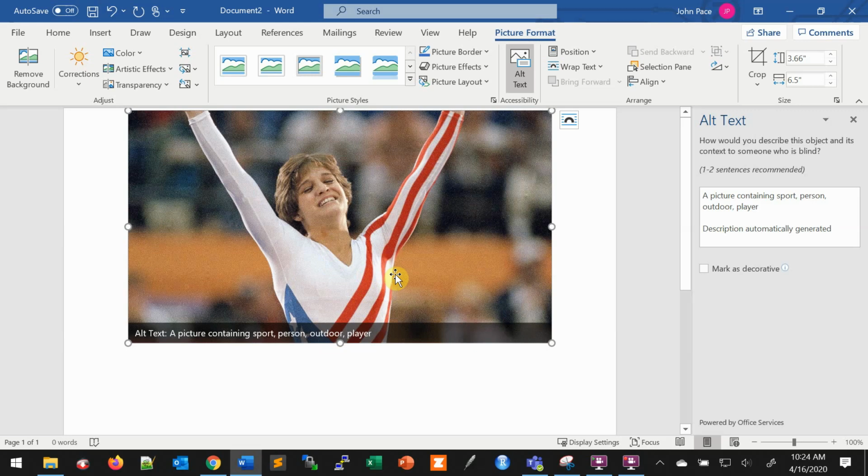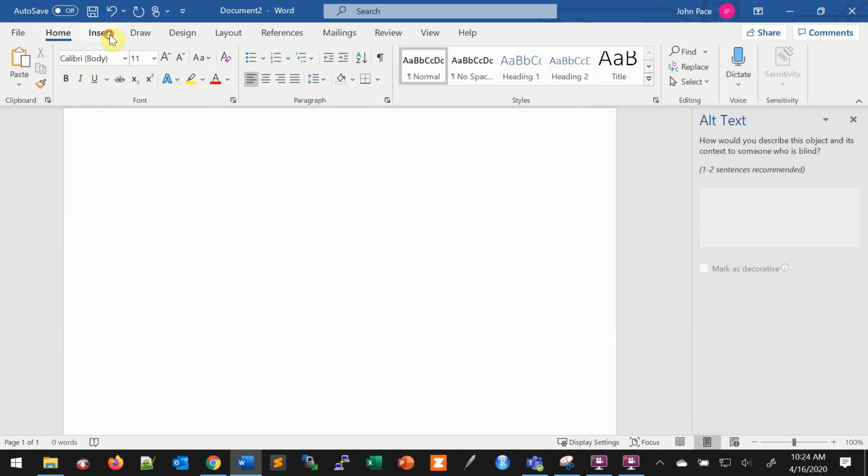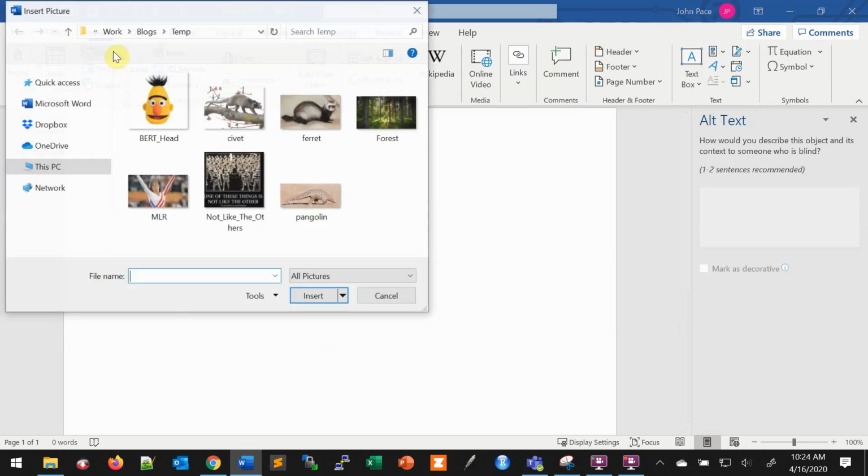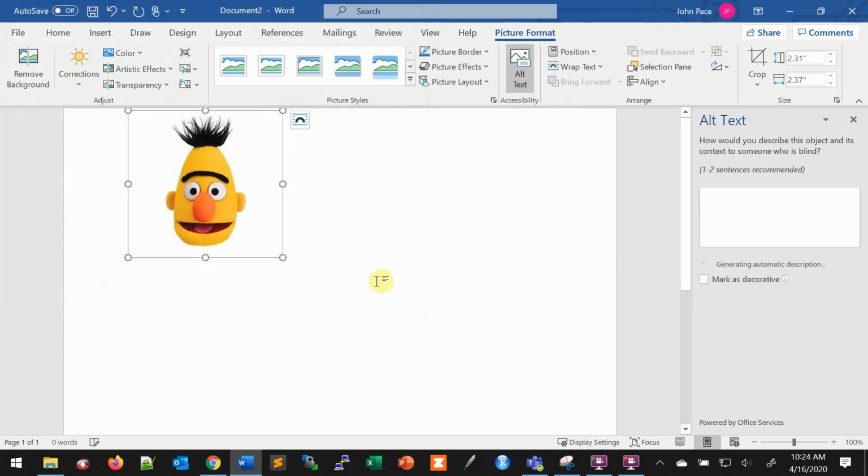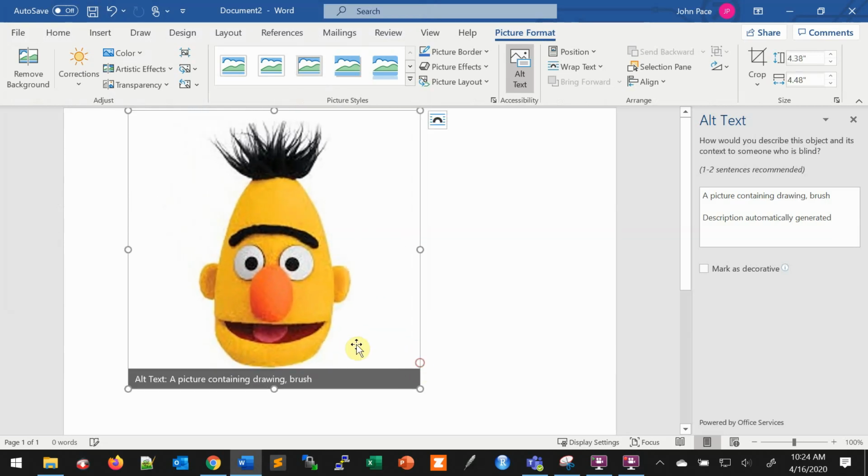So we saw some images where it classified really well. We saw some where it was okay. Now let's try one that it just doesn't do very well at all, in my opinion. This is the lovable character Bert from Sesame Street. If we look at the caption here, it says "a picture containing drawing and brush." You can kind of think that Bert's hair is a brush, but this is definitely not a drawing.